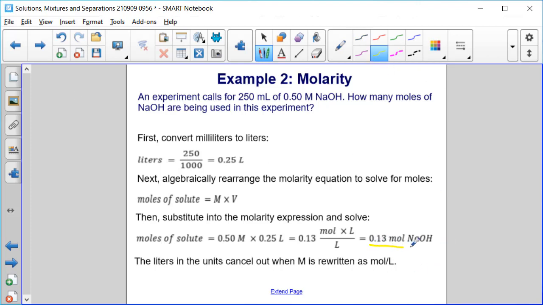Here's our answer here, we got 0.125, right? Our answer here rounded to 2 significant figures.